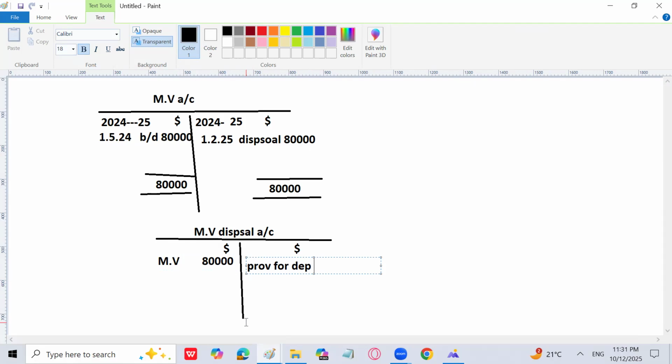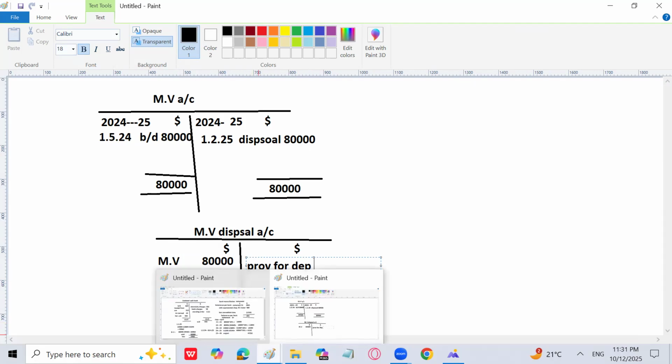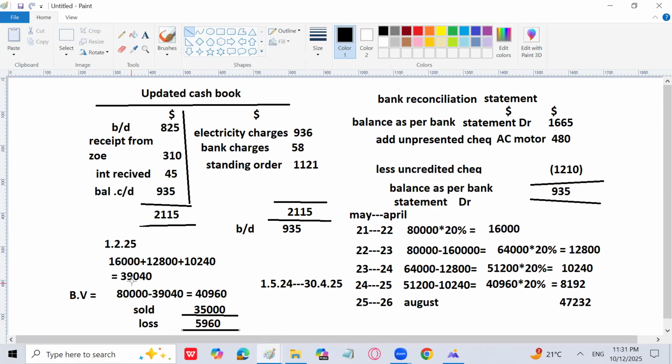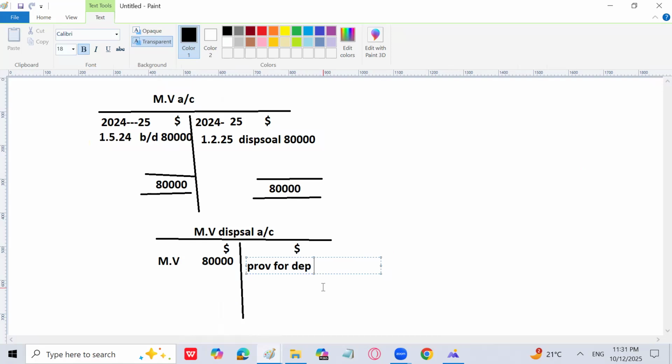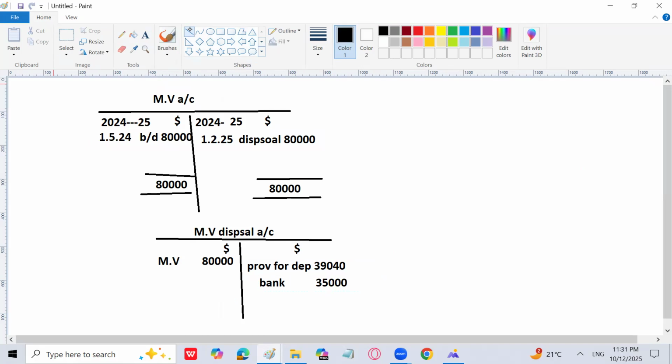Now we have to calculate that, and we have already done that in the past. We have shown that it is 39040, the depreciation for the 3 years for which the asset is being used. So I will write here 39040. Now it has been sold for a price of how much? 35,000, which I will write here, bank to vehicle disposal account. I will go with the total. Total of the debit side is heavier.